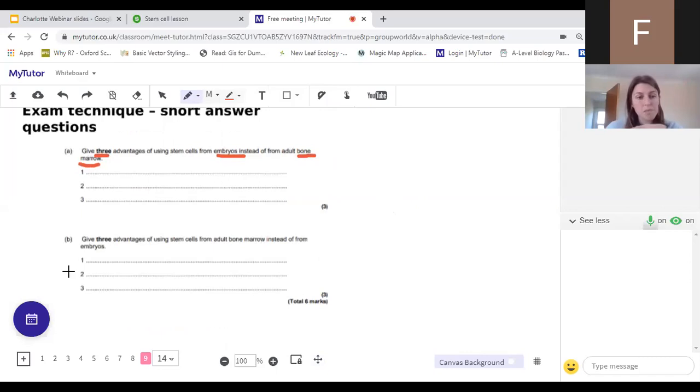on the next slide. And part B, give 3 advantages of using stem cells from adult bone marrow instead of from embryos. So 3 marks for each. And they're slightly odd questions because they're asking the same thing but the other way around. So they want 3 good things about stem cells in the first one from embryos, and 3 good things about stem cells from bone marrow for part B.